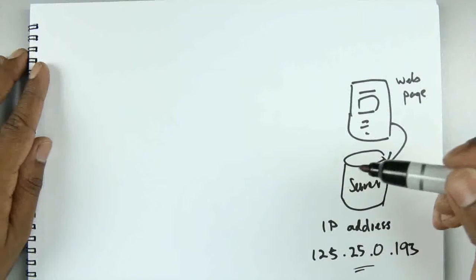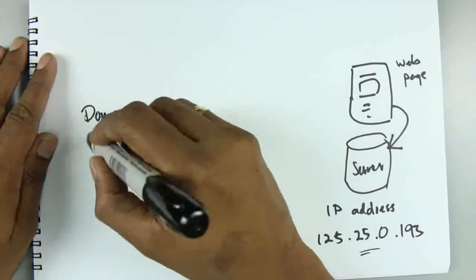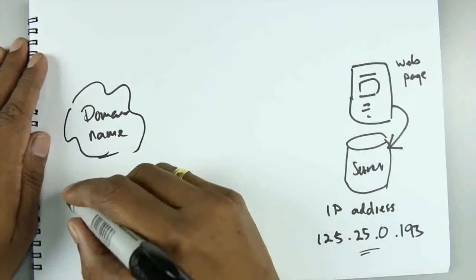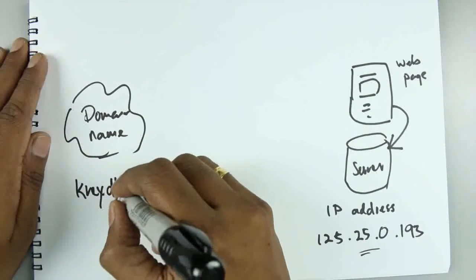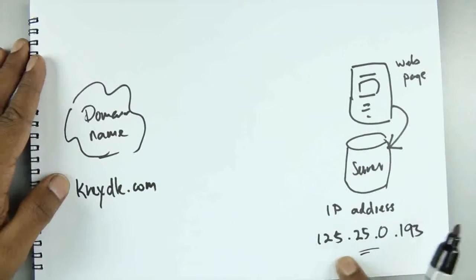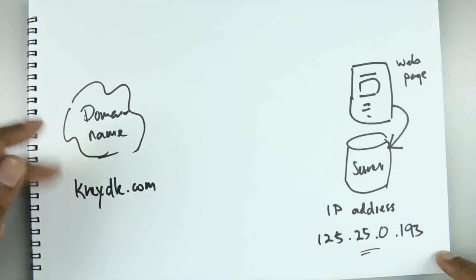So that's where you have a domain name. Okay, so you have your domain name, and this domain name can be something easy to remember. Okay, let's say our website cradle.com. It's definitely much easier to remember than 125.25.0.193. So you can just give someone your domain name and say, hey, my domain name is cradle.com.